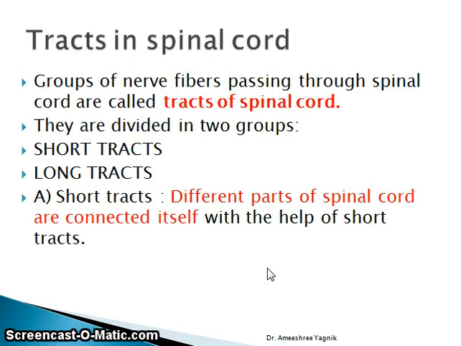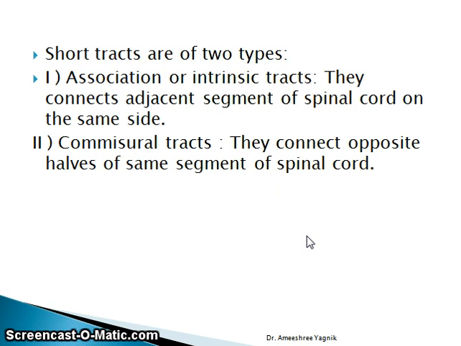Tracts in the spinal cord: groups of nerve fibers passing through the spinal cord are called tracts of the spinal cord. They are divided into two groups, short tracts and long tracts. With short tracts, different parts of the spinal cord are connected to each other. Short tracts are of two types, intrinsic tracts and commissural tracts. Intrinsic tracts connect adjacent segments of the spinal cord on the same side, while the commissural tracts connect the opposite side, as I have already shown.